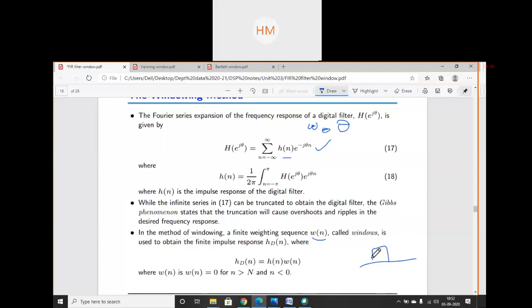This is my window function. h of n will be passed through this and I will get HD of n. When I convert into frequency, the magnitude form, I will get W of e to the power j omega multiplied by h of e to the power j omega to derive a new finite impulse response HD. Clear, students? Have you written in the copies? Should I move ahead? Yes or no? Okay.